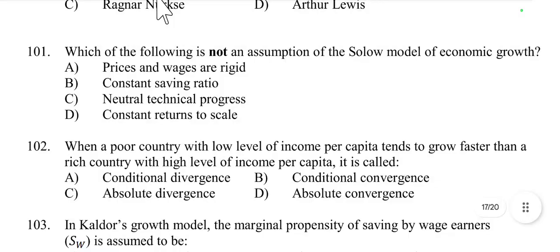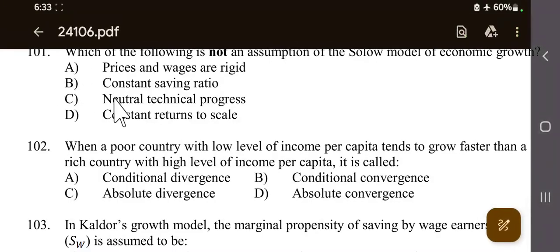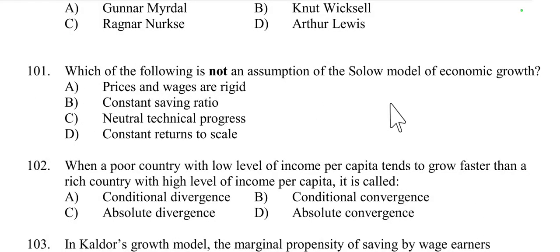Then come to question number 101. Which of the following is not an assumption of the Solow model of economic growth? First one is, prices and wages are rigid. No, this is incorrect. Prices and wages are flexible in the Solow model, not rigid. So this is incorrect. Then constant saving ratio. Yes, this is correct according to the Solow model.